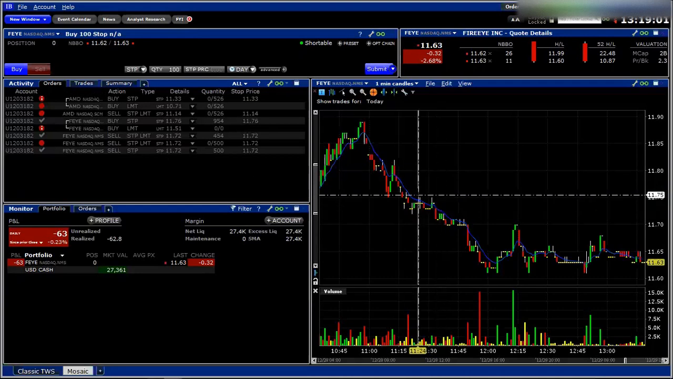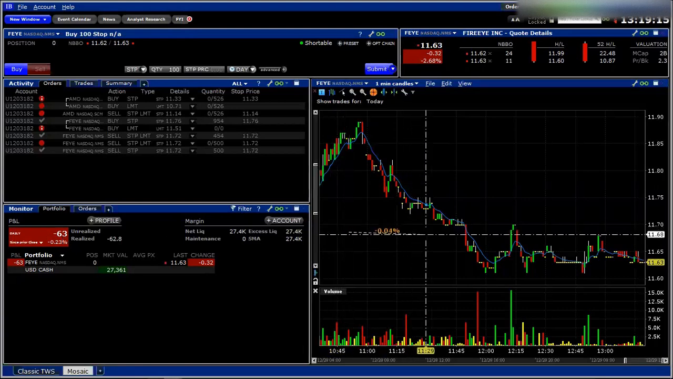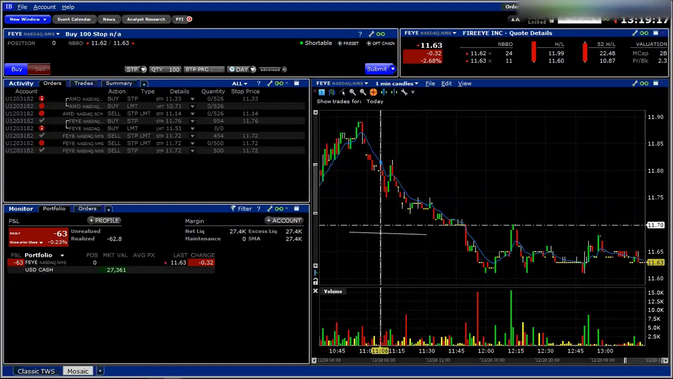So here we see a chart of FireEye. Here's some of the trades I did earlier. I lost $63 out of a $100 R, so about a half-hour loss. And again, it wasn't a trade I normally would do, but we can take a look at that. Actually, let's see. No, not right now.